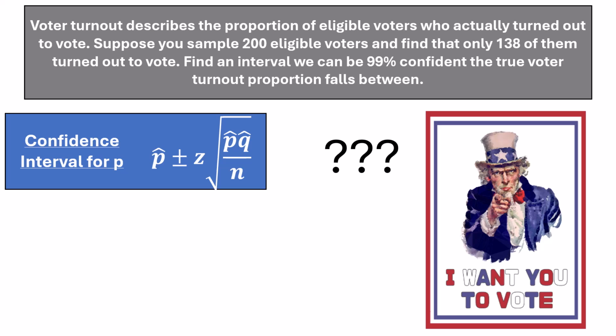Okay, here's a problem for you to try. Voter turnout describes the proportion of eligible voters who actually turned out to vote. Suppose that you sample 200 eligible voters and find that only 138 of them turned out to vote. Find an interval we can be 99% confident the true voter turnout proportion falls between. So go ahead and pause the video and do the 4 steps of the PHRED technique. And you may want to rewind the video and follow the steps as they were done for the previous example to make sure you're doing everything right. But please go ahead and pause the video and give this a shot.